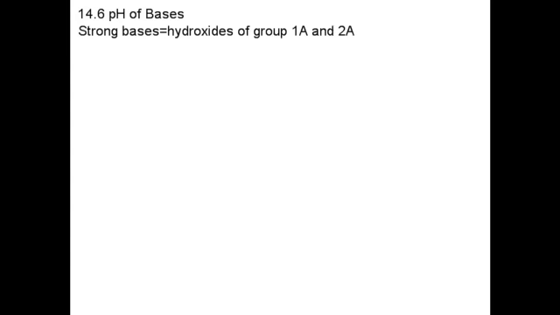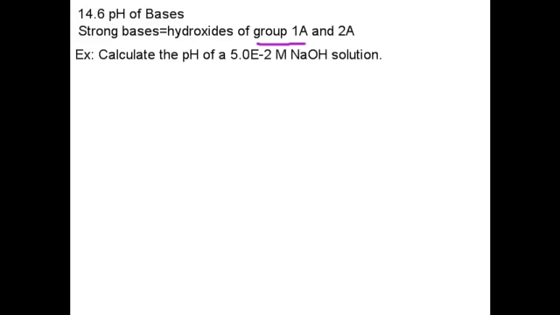So first, strong bases. Strong bases would be the hydroxides of group 1A especially because they're soluble, and group 2A to a lesser extent because they're not very soluble, so only the part that dissolves is strong. Only the part that dissolves separates all the way into ions. For example, let's calculate the pH of a 5.0 times 10 to the negative second molar NaOH solution.